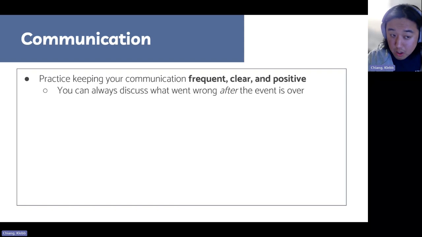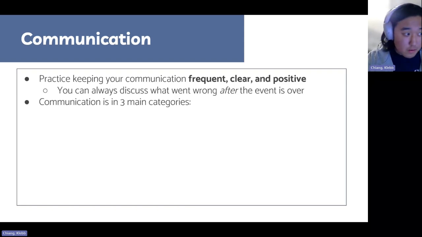Like I mentioned before, you can always discuss what went wrong after the event's over. Don't worry about it during the event. Talk about that after. Okay, so frequent, clear, positive communication.